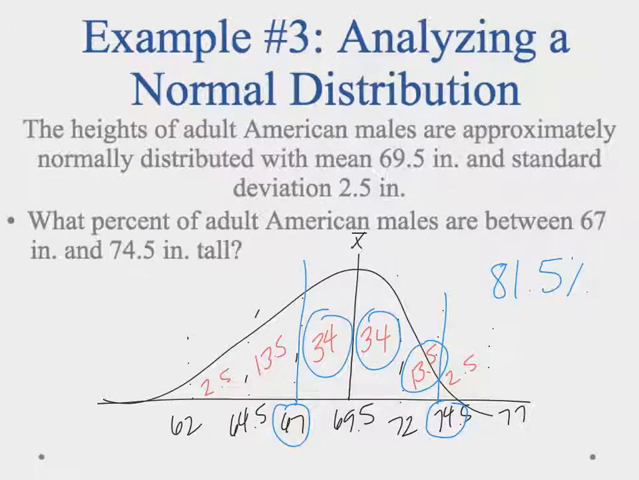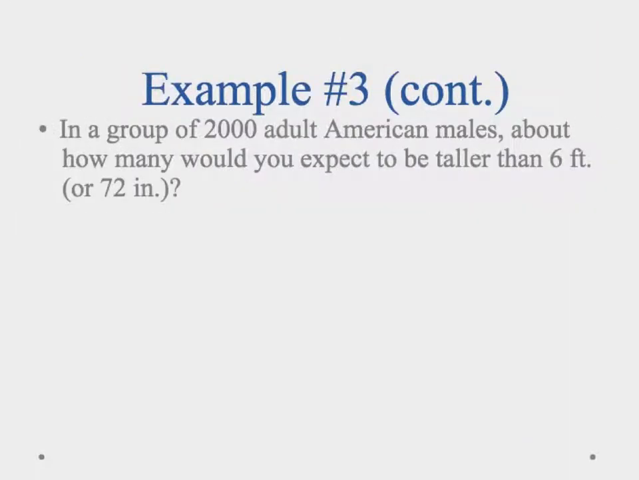Okay, let's do the try. Well, actually, it's not the try. We have to do one more. So it says, in a group of 2,000 adult American males, about how many would you expect to be taller than 6 feet?